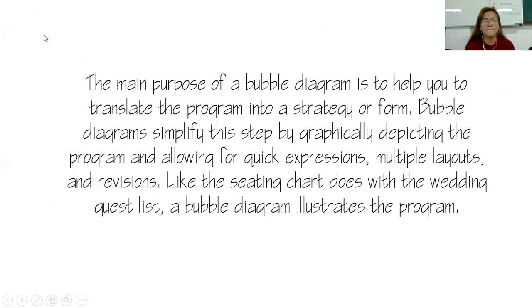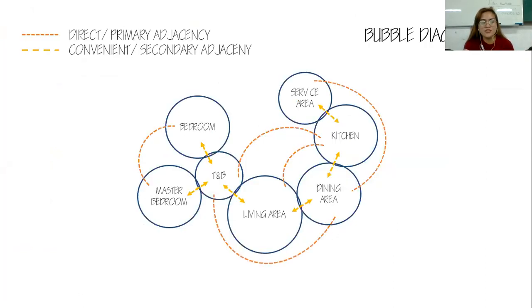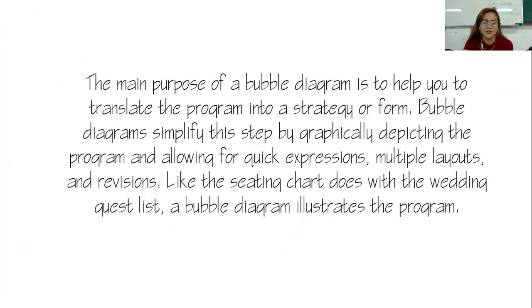Okay, so the main purpose of a bubble diagram is to help you translate the program into a strategy or a form. If you already have your design program, you can trace it and translate it to this. So the main purpose of a bubble diagram is to help you translate a program into a strategy or form. Bubble diagrams simplify this step by graphically depicting the program and allowing for quick expressions, multiple layouts, and revisions.